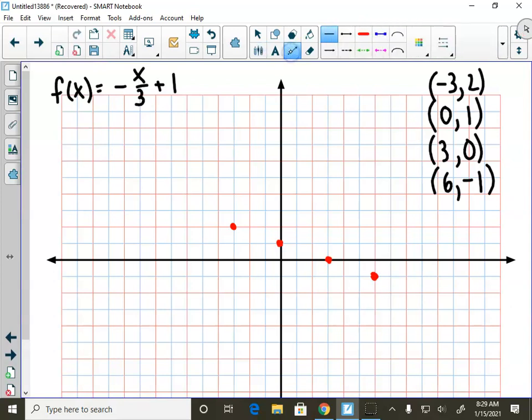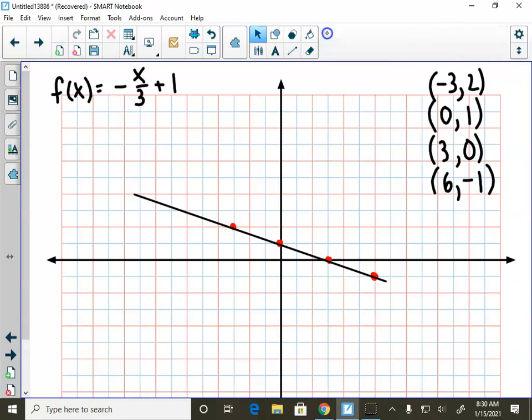So again, take out your straight line. Kind of important to use a straight line here. So we would have something that looks kind of like that. And again, you can just tweak it to get it exactly where you want it. Okay? And that is what our function would look like.